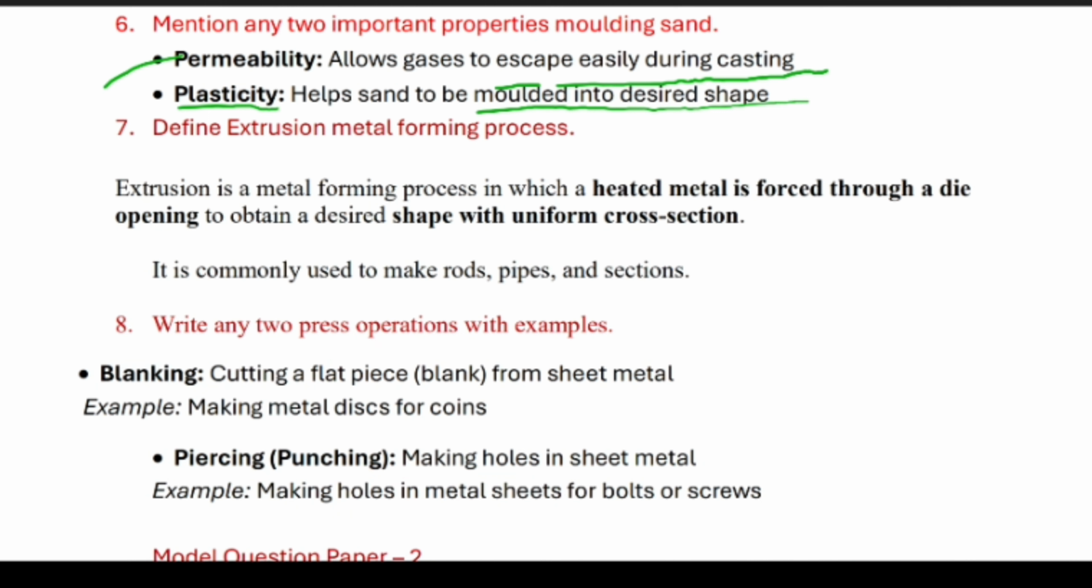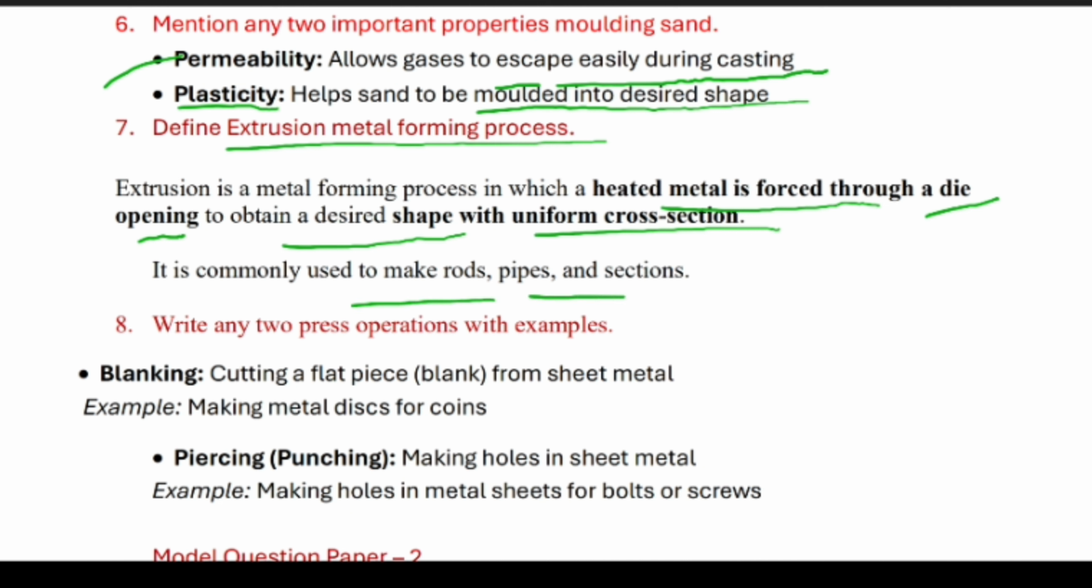Next is: define the extrusion metal forming process. Extrusion is a process where heated metal is forced through a die opening to obtain a desirable shape with a uniform cross section. To make a good cross sectional shape, we heat the metal and force it through the die opening. It is commonly used for making rods, pipes and sections.